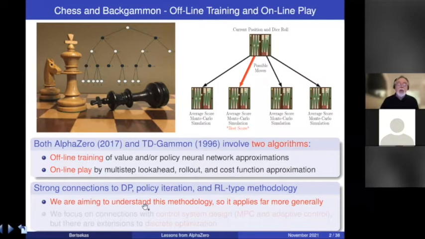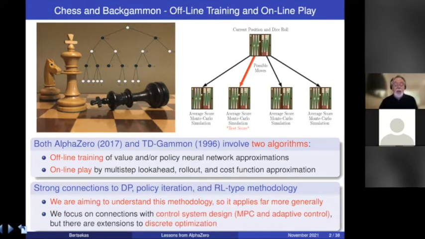And what I'm going to try to do in this talk is aim to understand this methodology so that it applies far more generally, and particularly on issues of how it connects with control system design, methods of MPC, model predictive control, and also adaptive control. But there are extensions in a broader context. For example, discrete optimization, integer programming, and the like, although I'm not going to talk about those in this particular talk.